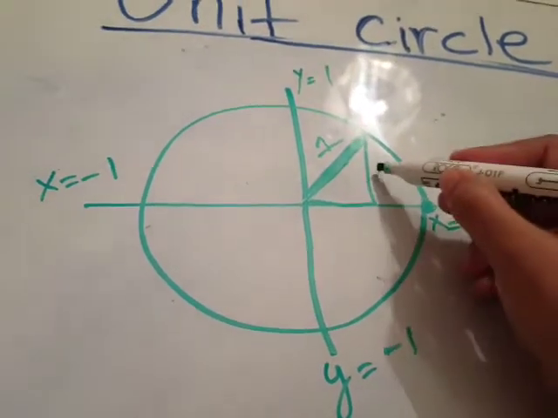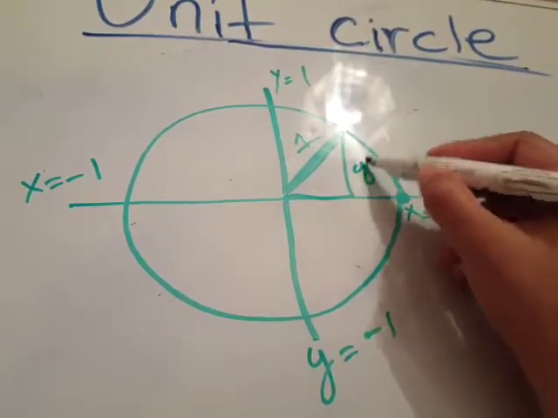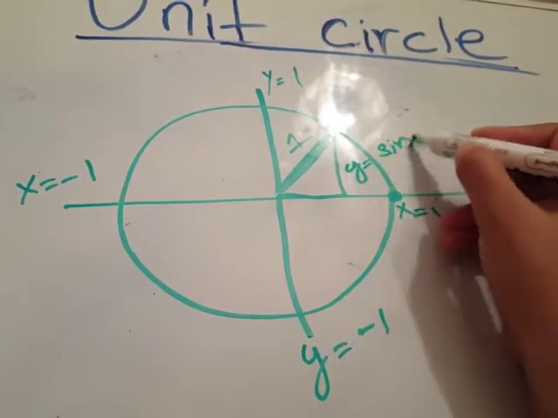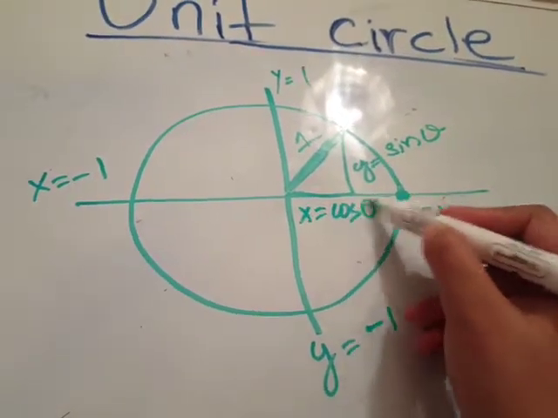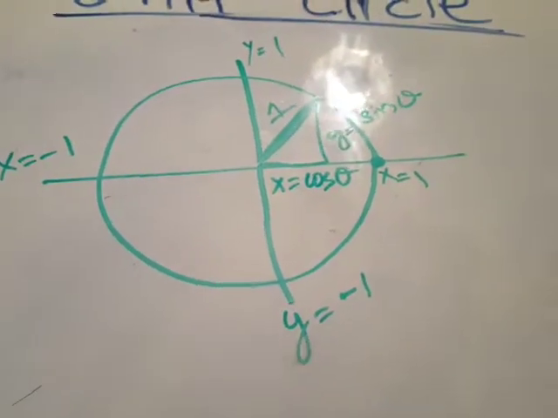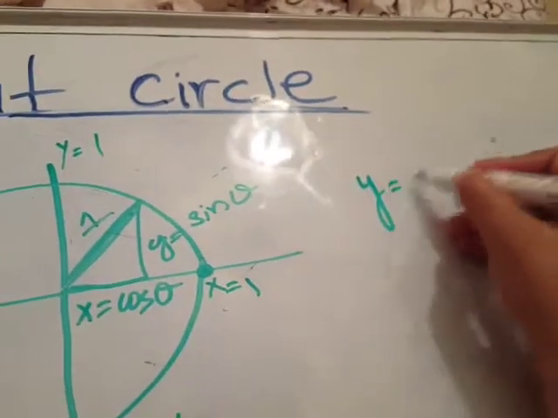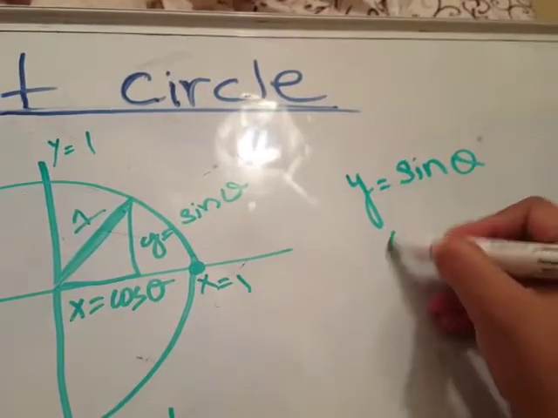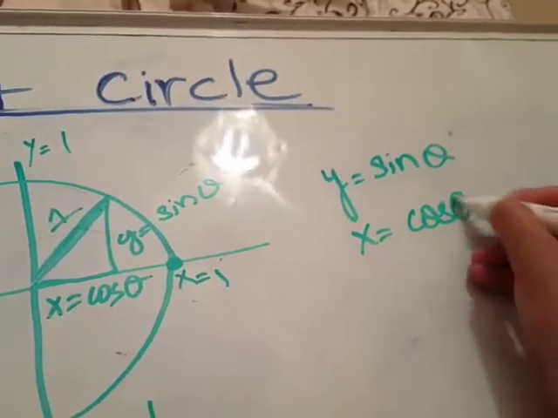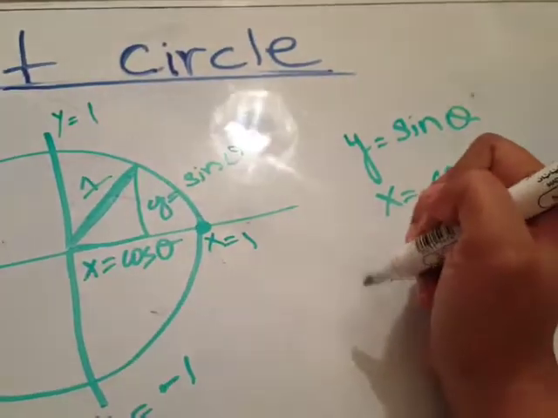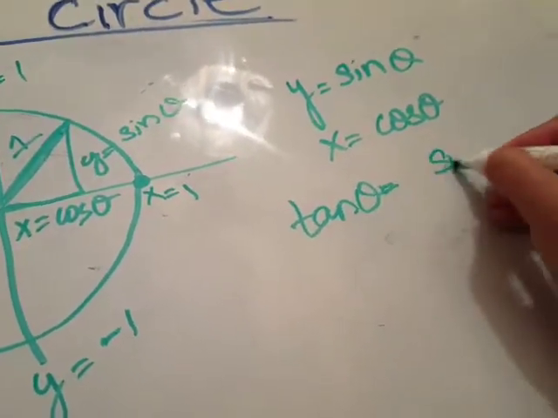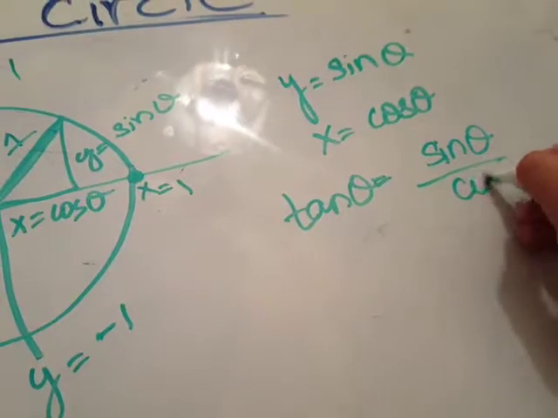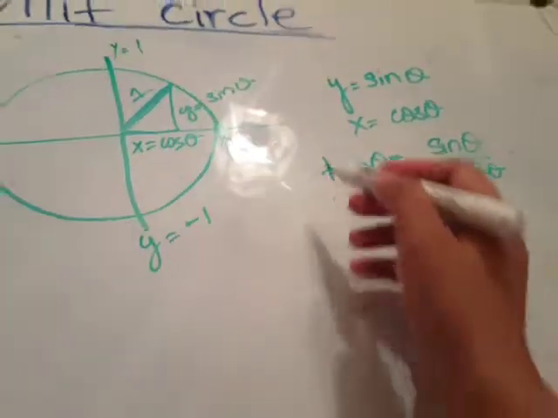my y is actually, here I'll write that my y is actually equal to sine of theta, and my x is actually equal to cos of theta. Okay, so these are very important things, that my y is sine theta and x is cos theta in my unit circle. And what is my tangent theta? We know that tan theta is equal to sine theta over cos theta. Very important things.